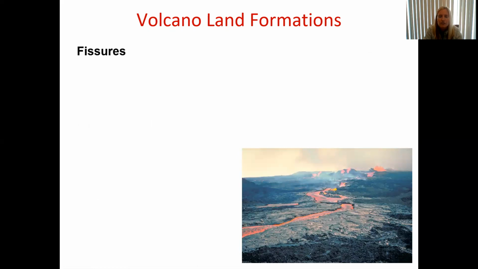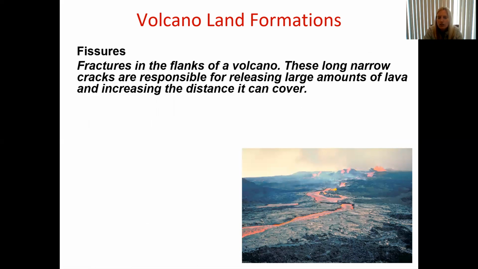All right, some other land formations that we get from our volcanoes. These are called volcanic fissures, which happen along the flanks or the sides of a volcano, and they can release lava in large amounts. It can be more devastating because lava is not just coming out of the center and top of the volcano, but it can come out elsewhere. So those are our fissures.